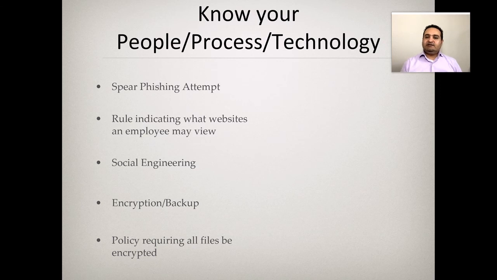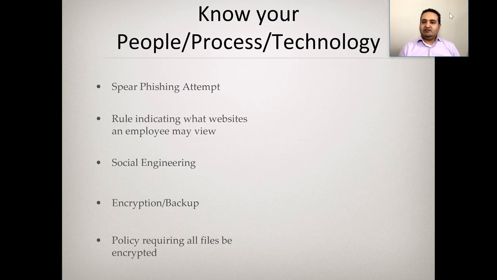So let's look at these examples and test your understanding of people, process, and technology. Spear phishing attempt. Remember, people includes social engineering, phishing, and so on. I'll let you go back and review those slides to remember which is which. So people, processes, and technology. Spear phishing attempt: is that part of people, processes, or technology? That will be part of people.